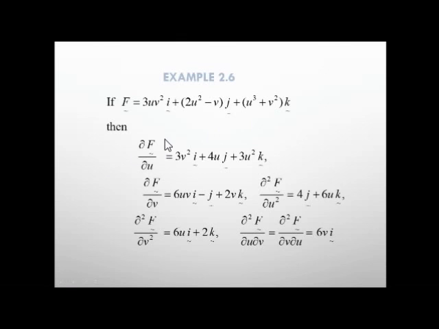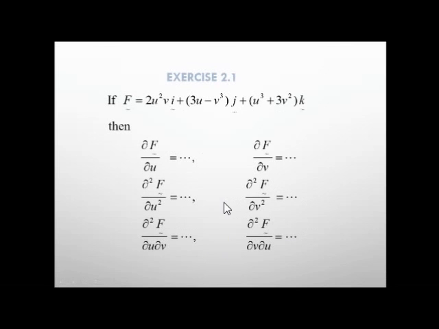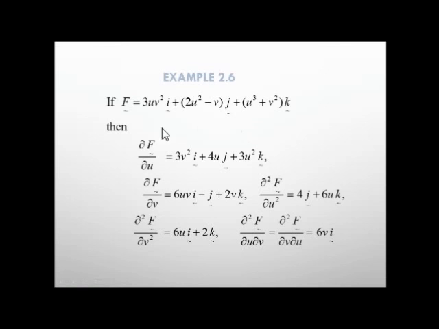First of all, you calculate dou f by dou u, dou f by dou v. Similarly, dou square f by dou u square, dou square f by dou v square. Then dou square f by dou u dou v, dou square f by dou v dou u. All of these values are to be calculated, and we get the whole formula.